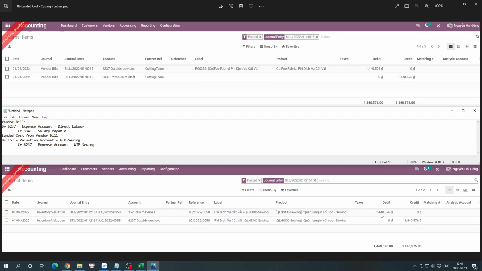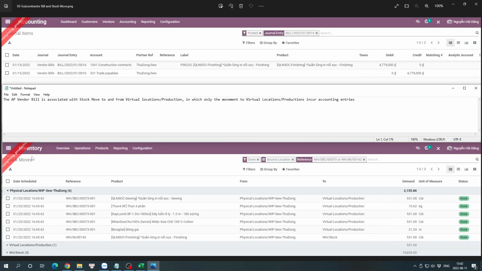You see, 6237 is credited down here and debited up here, so they cancel each other out. This is about cut fee. This is about what? A product code. So similar story. It doesn't really match in terms of product code, but it doesn't really matter. What matters is our focus on 152, this asset account, and it is up by 1.4 million, which is what we have to pay this guy. So this value will go into this work in progress ready for sewing. The beauty of this is all this is automatically generated. So next.